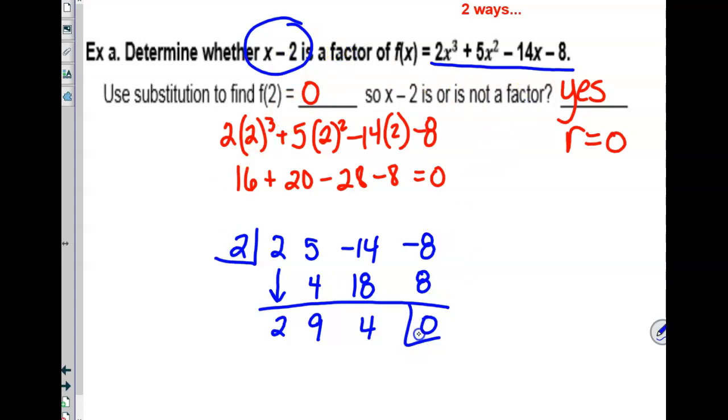Do you understand that those two things, you can do it either way? You can plug the number in, or you could do synthetic division to prove it's a factor. Now, I think on the quiz there's a question that says, show synthetic division to determine if it's a factor, and then it asks you, yes or no, is it a factor? And you'd say yes, because I got a remainder of 0, or no, because I got a remainder that isn't 0.